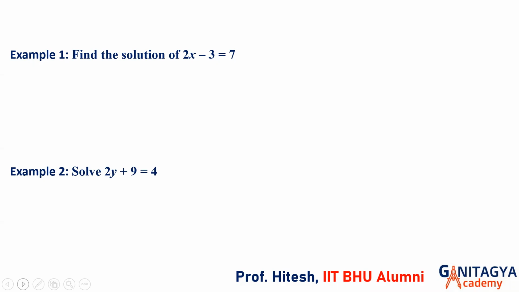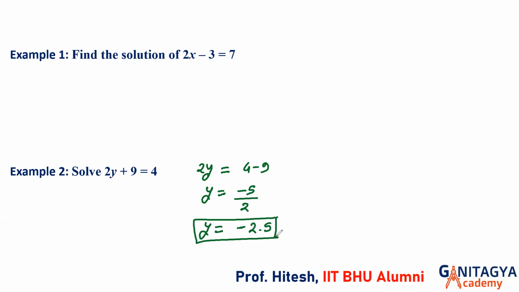Please solve it immediately. So 2y is equal to 4 minus 9. So I can write y is equal to 4 minus 9, that is minus 5, divided by 2. So hence I can write y is equal to minus 2.5. Okay, let me move to the next question. It is an easy question, right? Please write it down.